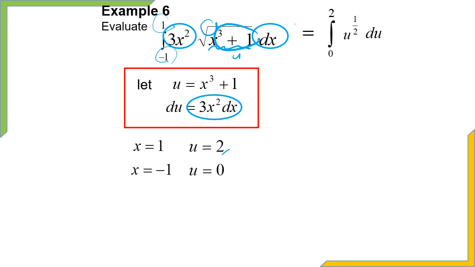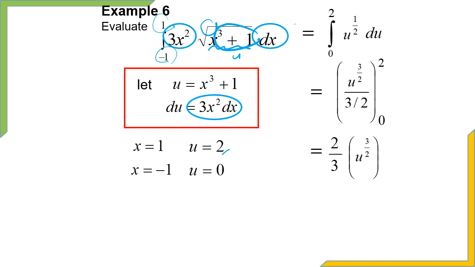So now what we need to do is just integrate u to the power of 1 over 2 with respect to u. Simple, right? Integrating, we get u to the power of 3 over 2 divided by 3 over 2, from 0 to 2. Then substitute the values of u with 2 and 0, and subtract. Also, we can take out the constant, so we get 2 over 3 of u to the power of 3 over 2 from 0 to 2. Substituting, we get 2 to the power of 3 over 2 minus 0 to the power of 3 over 2, which is 0.